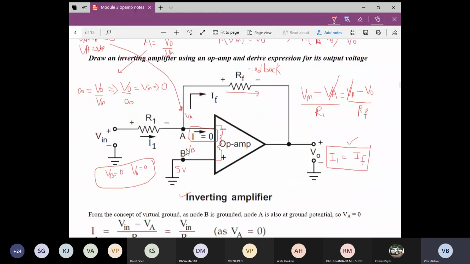So now in the next class, we're going to have a discussion on how exactly the non-inverting amplifier configuration is going to work, and based on that, we're going to see what will be the expression for the non-inverting configuration. So if you have any doubts, any questions, please let me know. Else, we can wind up the class.